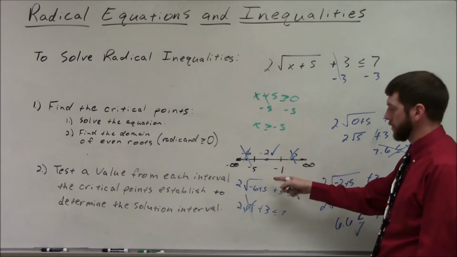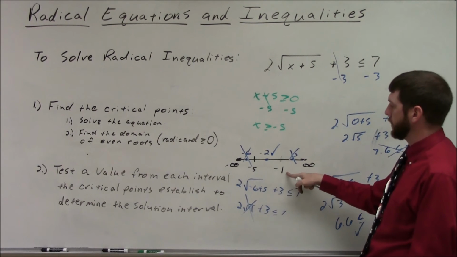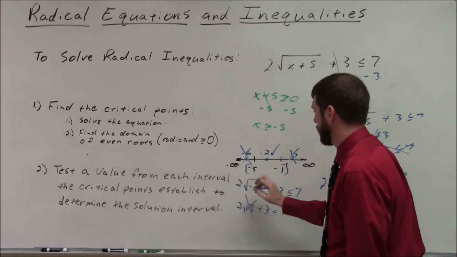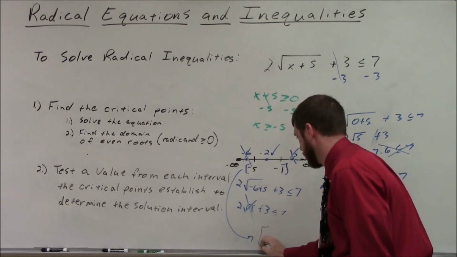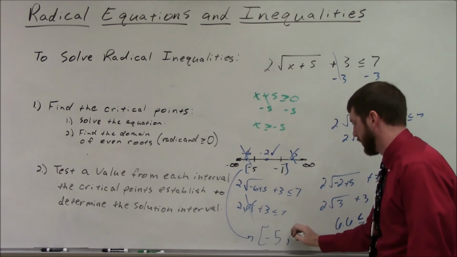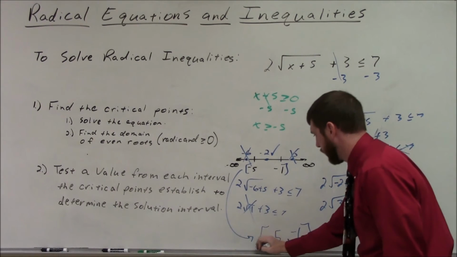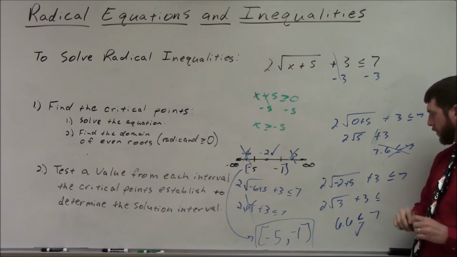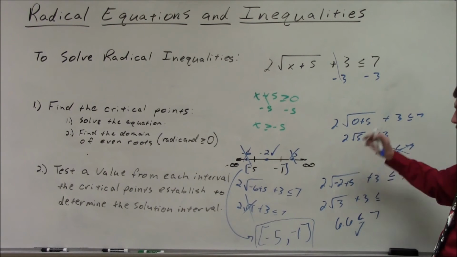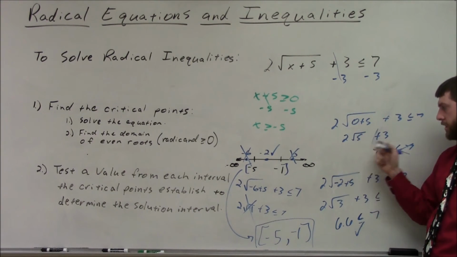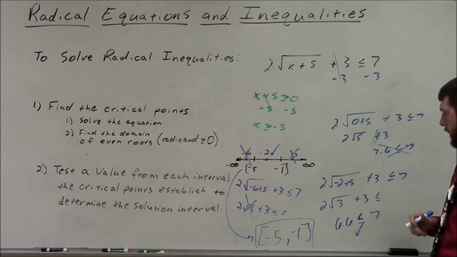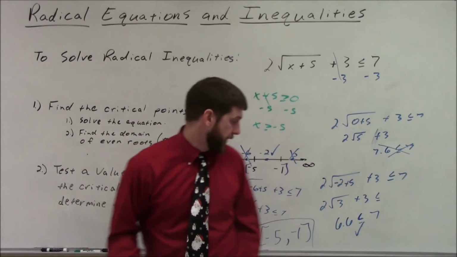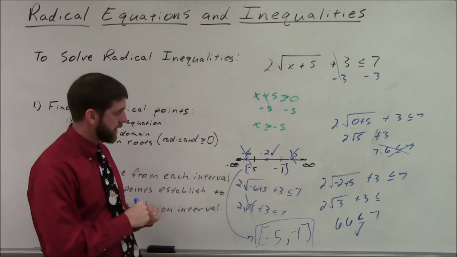So our solution interval is between -5 and -1. It's or equal to, so we get to bracket those. So we would write [-5, -1] for the solution to that radical inequality. Again, with all this radical stuff, use the calculator to calculate those a little more precisely. Again, I'm just kind of estimating those off the top of my head, but that is the correct solution interval.